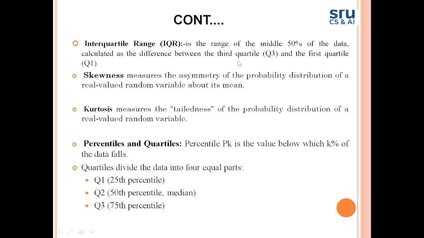the first quartile. Skewness measures the asymmetry of the probability distribution of a real-valued random variable about its mean. Kurtosis measures the tailedness of the probability distribution of a real-valued random variable. Then we have quartiles, divided into Q1, the 25th percentile, Q2, the 50th percentile, and Q3, the 75th percentile.